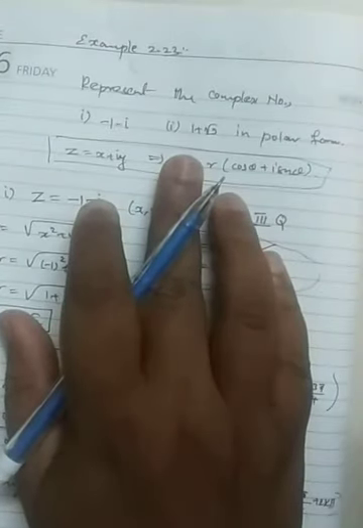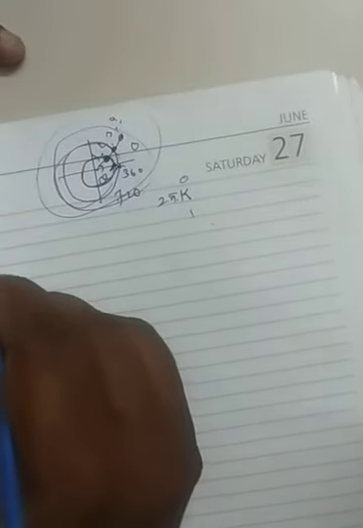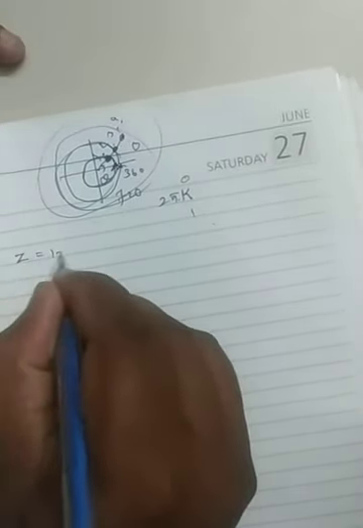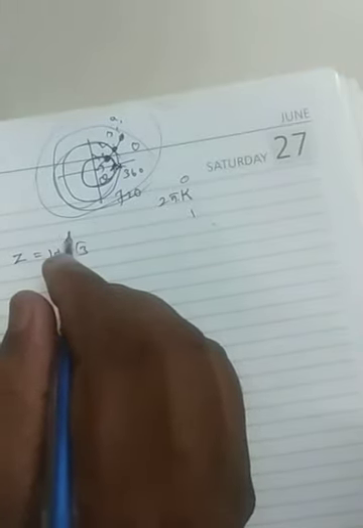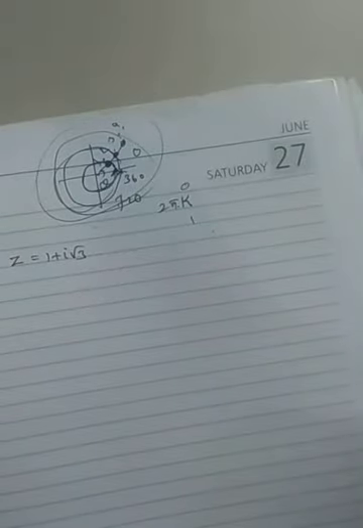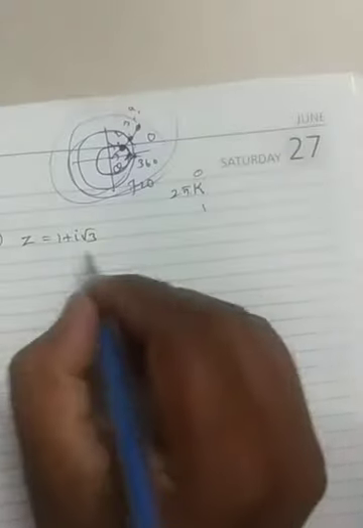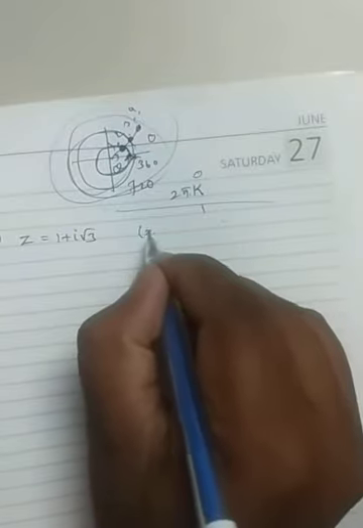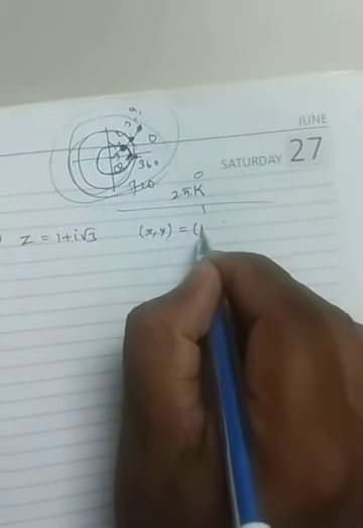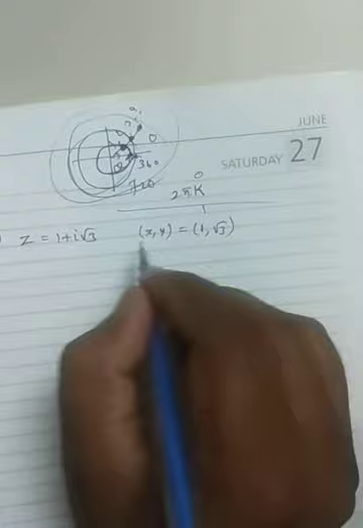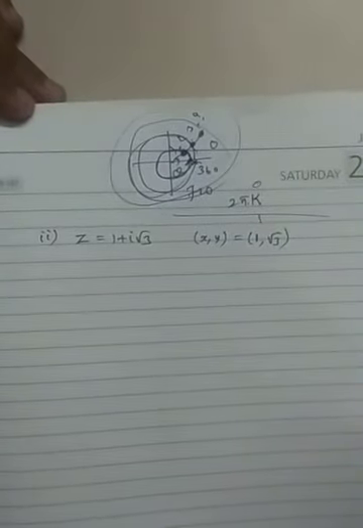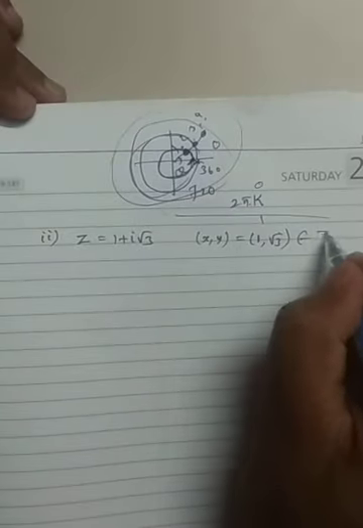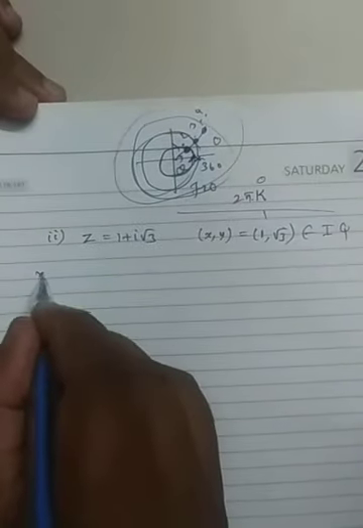What is the second problem now? 1 plus root 3. So here the second problem I am writing: z equals 1 plus i root 3. So that is the second question. Now you can see x comma y. Again the x value is 1, the y value is root 3. Both are positive, so which quadrant does this belong to? Both are positive, so this belongs to the first quadrant. No confusion.